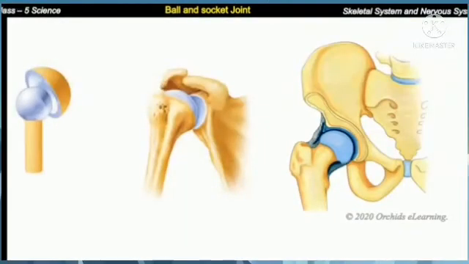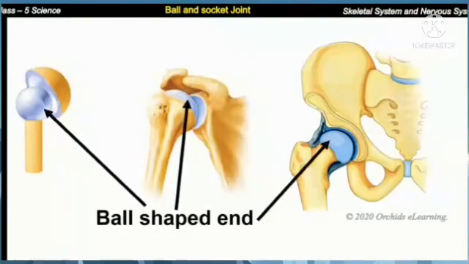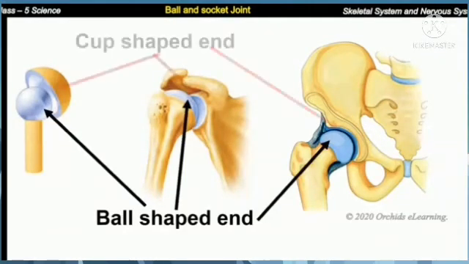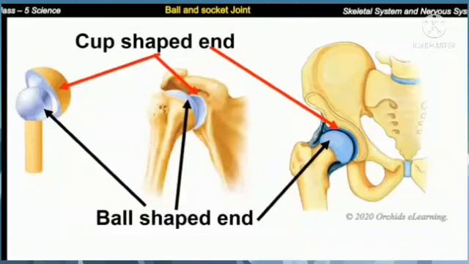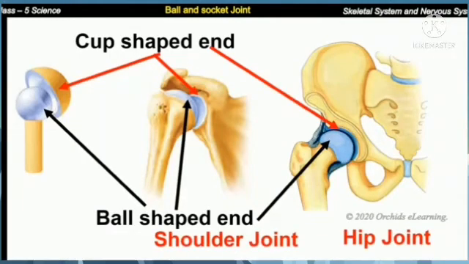Ball and socket joint. This type of joint allows movement in many directions. The ball-shaped end of one bone fits into the cup-shaped end of another bone. The shoulder joint and hip joint are examples of ball and socket joints.